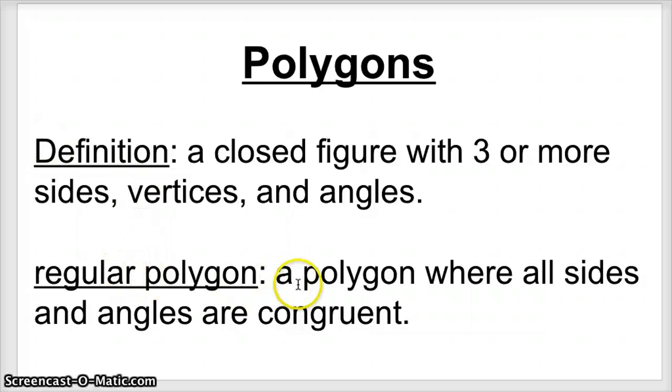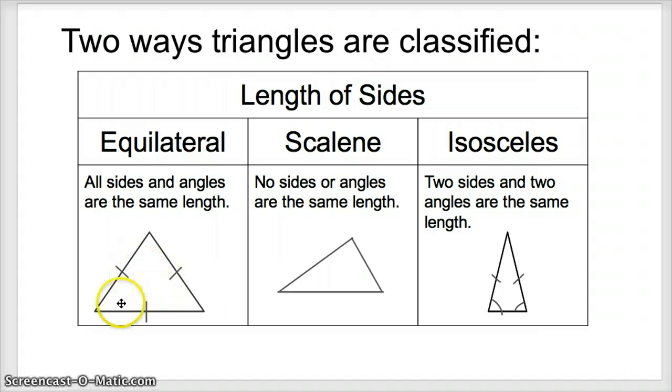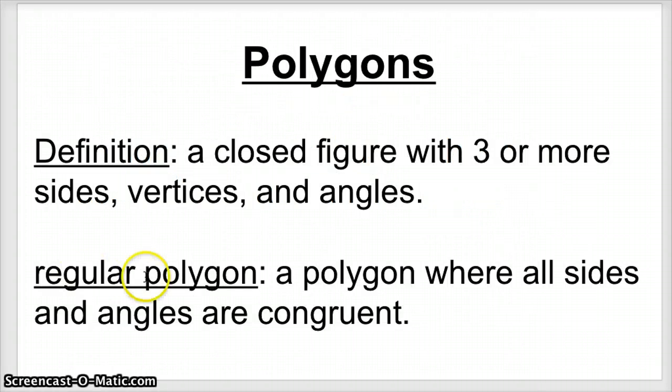A regular polygon is a polygon where all sides and angles are congruent. So if you go back to triangles, if you look at these three, the equilateral triangle would be considered a regular polygon because all sides and angles are congruent.